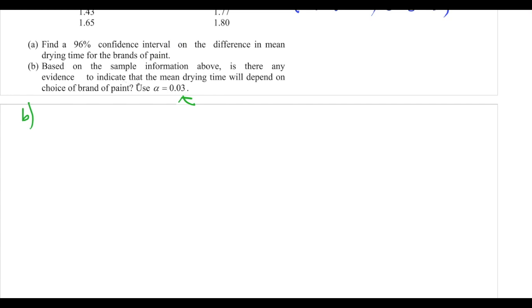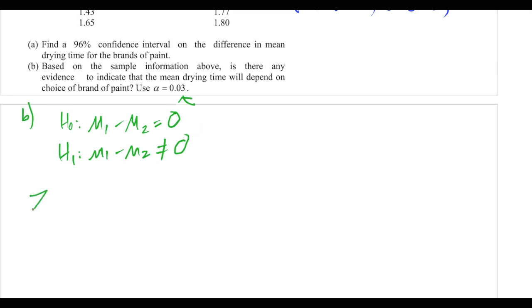to indicate that the mean will depend on the choice of brand of paint? So whether the means are different. You have the null, mu 1 minus mu 2 equals to 0. Alternative, mu 1 minus mu 2 not equals to 0.